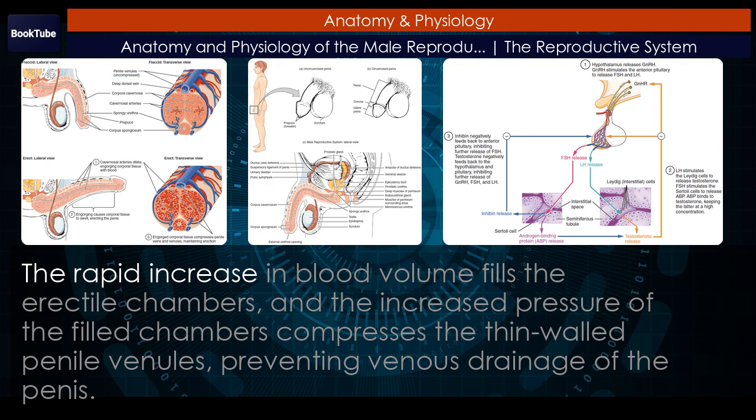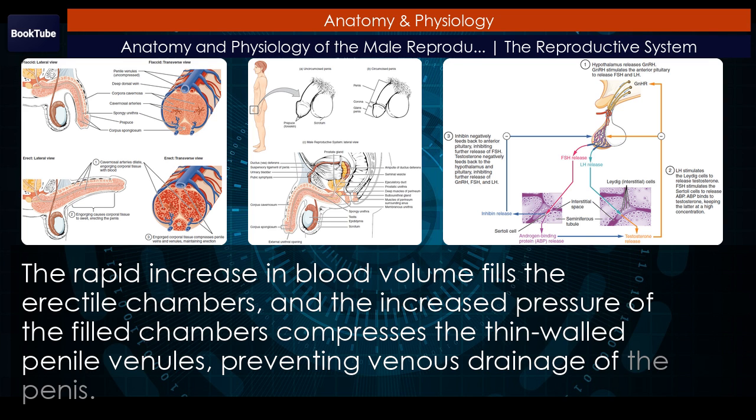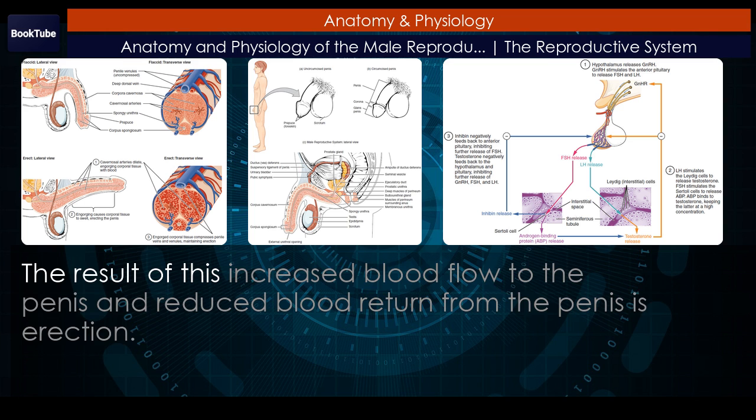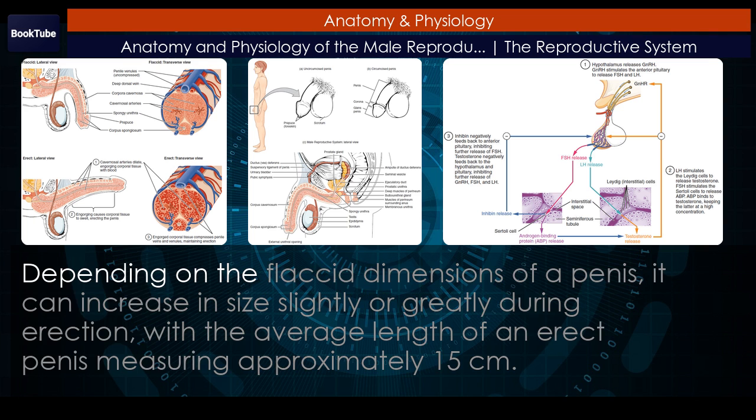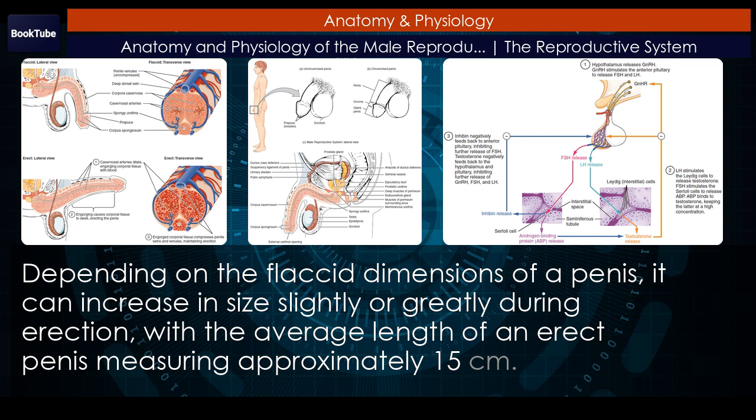The rapid increase in blood volume fills the erectile chambers, and the increased pressure of the filled chambers compresses the thin-walled penile venules, preventing venous drainage of the penis. The result of this increased blood flow to the penis and reduced blood return from the penis is erection. Depending on the flaccid dimensions of a penis, it can increase in size slightly or greatly during erection, with the average length of an erect penis measuring approximately 15 centimeters.